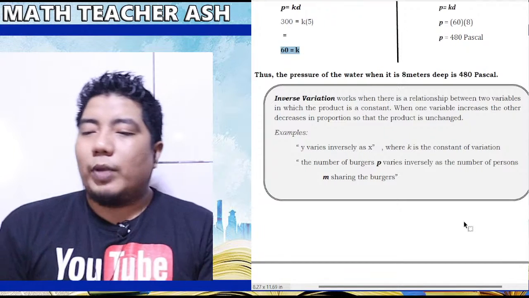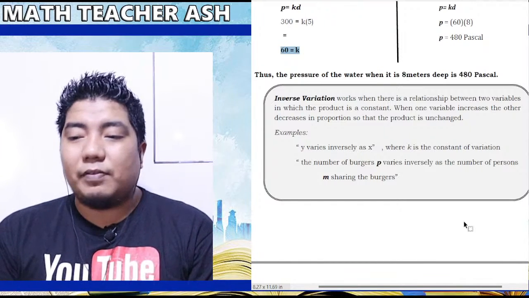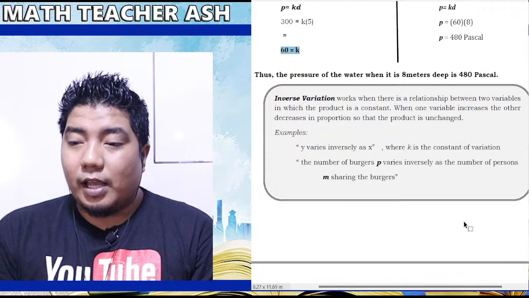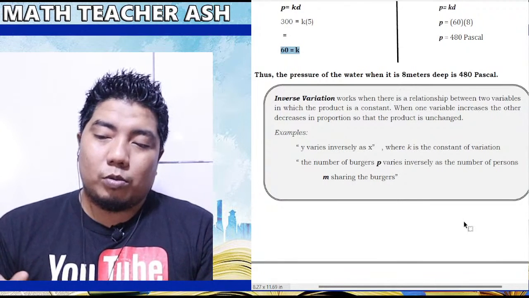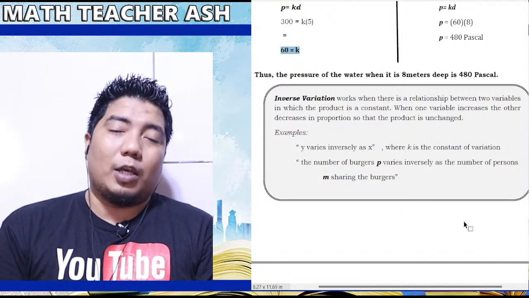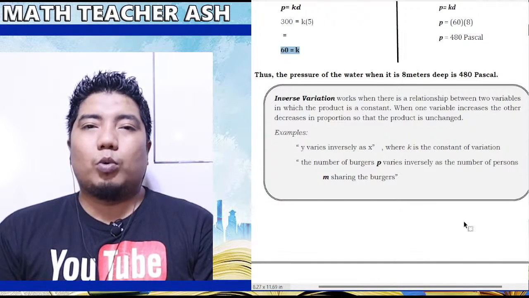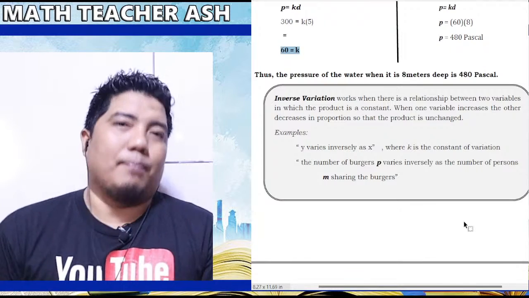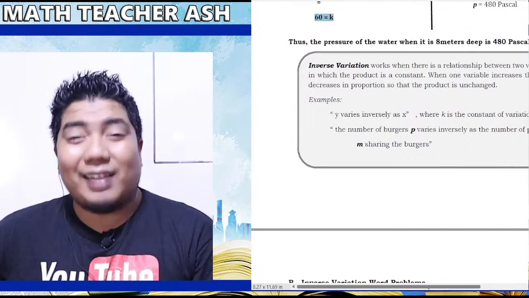Okay, now we have here examples. The number of burgers, P, varies inversely as the number of persons, M, sharing the burgers. So, if we will try to make a statement or a variation equation on this one, we will have P is equal to K over M. Okay, K over M. So, ganun lang kadali. So, divide tayo dito.